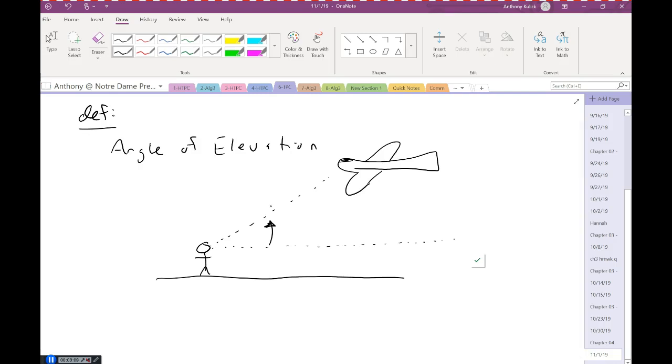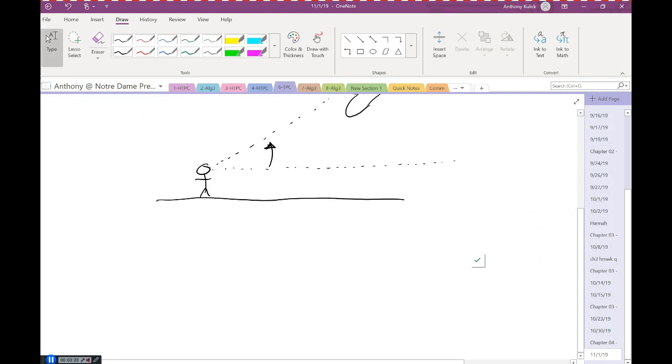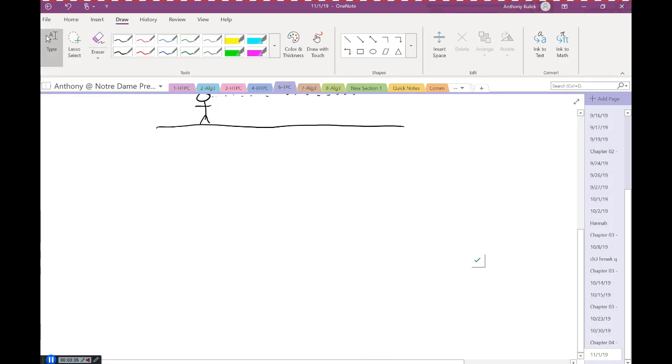Everybody feel okay about the angle of elevation here? The key thing to remember is that you're always starting at the line of sight and then rotating towards that object. The other one is called an angle of depression, and we call it that not because it's like sad.